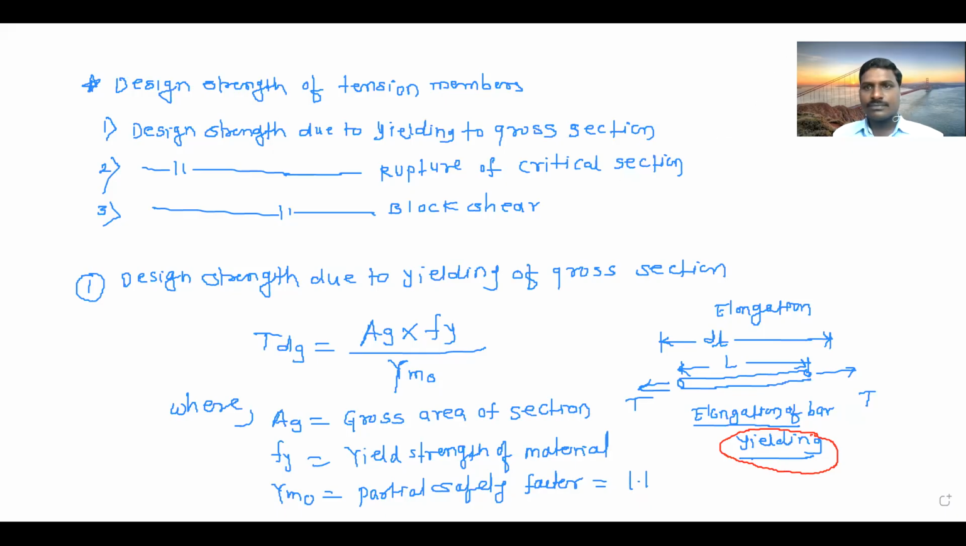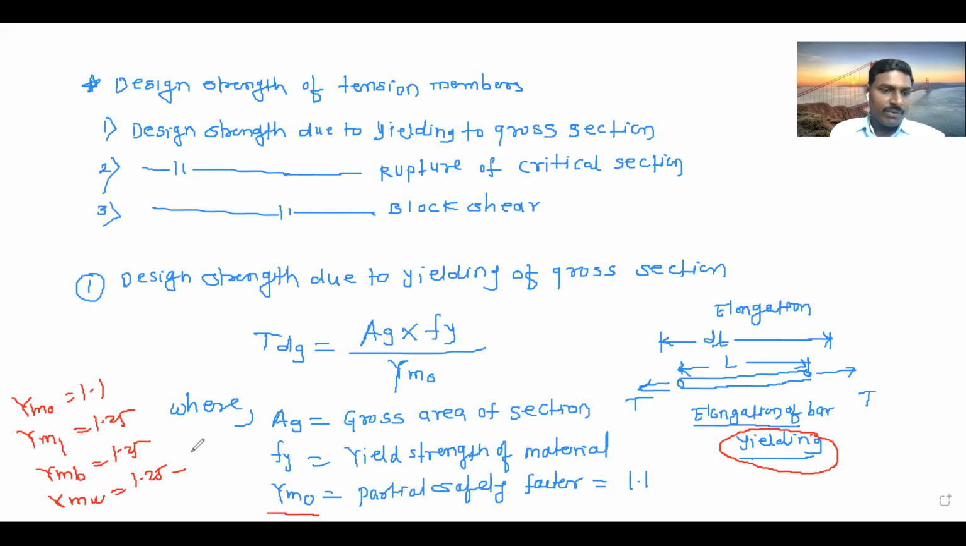Sir, partial safety factor 1.25 na? Gamma m0 la kiti hai? This value. Gamma m0. Ha sir, correct. Gamma m0, it is 1.1. Gamma m1 is 1.25. Gamma mb is 1.25. Gamma mw is again 1.25 for shop and 1.5 for site. Correct? If we see this table, these values are given.